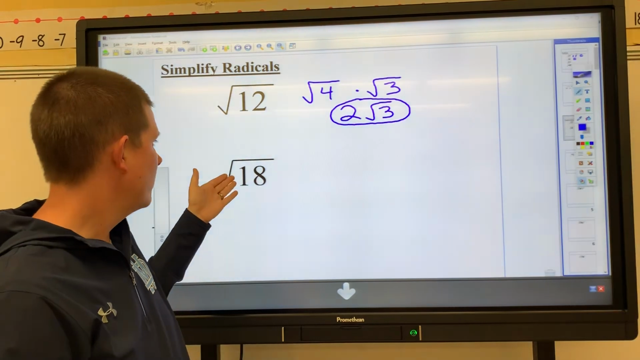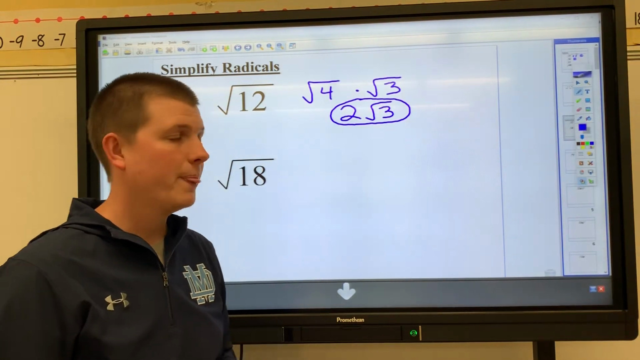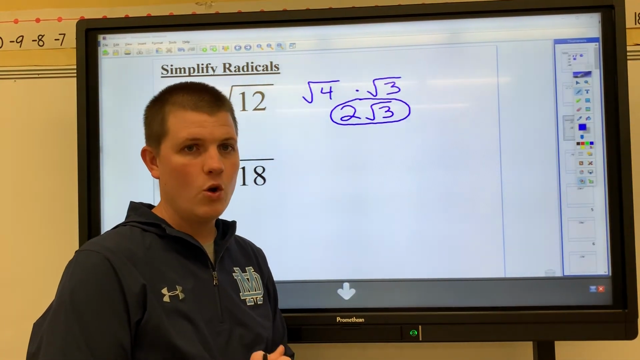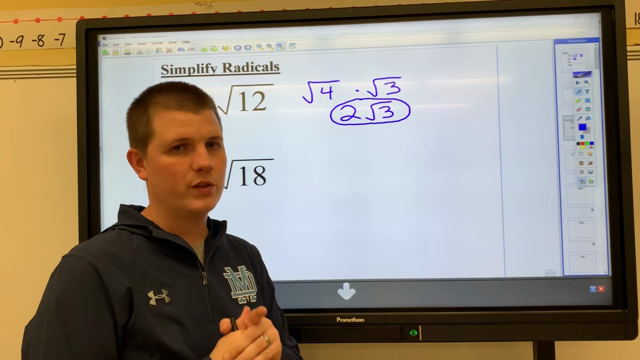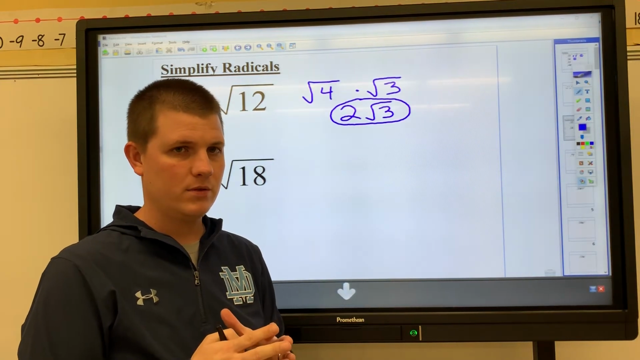If it says the square root of 49, you just write down 7. But if it's not a perfect square, we need to simplify it. So let's think of two numbers I can multiply to give us 18. One of those two has to be a perfect square. All right, so think of all the ways you can multiply to get 18.